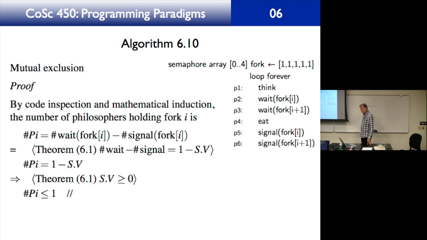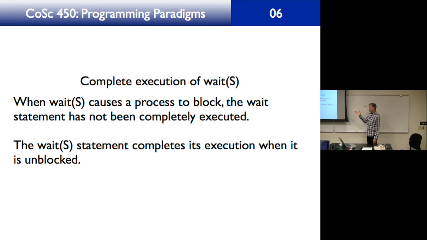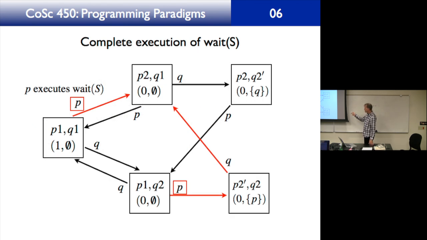Do you remember, in fact, I think we're going to scroll all the way back to this, because we did do this kind of quickly. Let's go all the way back to this slide: complete execution of wait S. This is why we did this early, because this always comes up: how to interpret the number of waits and signals executed. When wait S causes a process to block, the wait statement has not been completely executed. It completes its execution when it is unblocked.